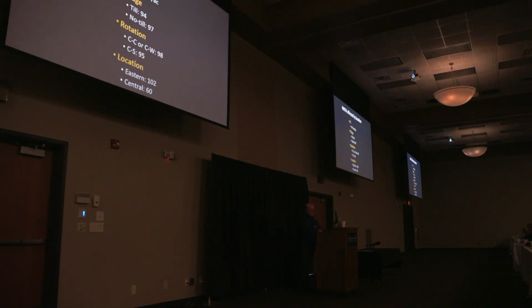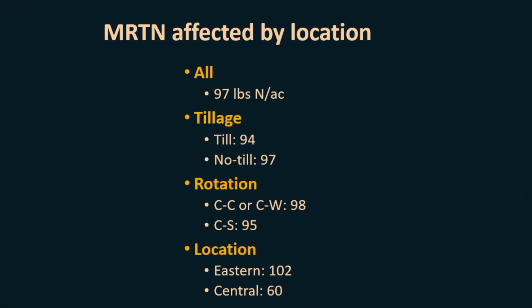So MRTN. If we look at all of it, it's 97. If we look at no-till, it's 94. Or excuse me, till it's 94, no-till 97. We could also look at the rotation, the carbon rotations, corn or wheat, 98, corn after soybeans, 95, and then the location. I think this is the most significant, eastern 102, central 60. Those rates, I think, are a lot lower than what's typically being done.